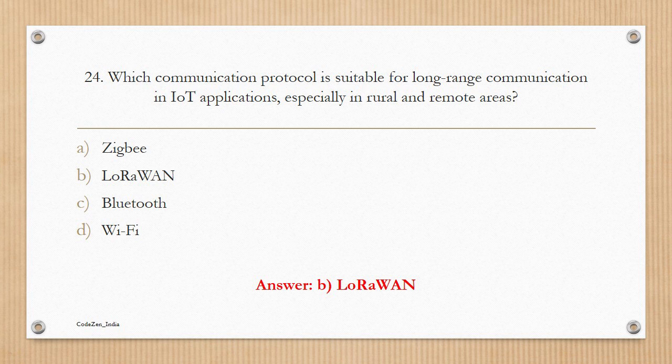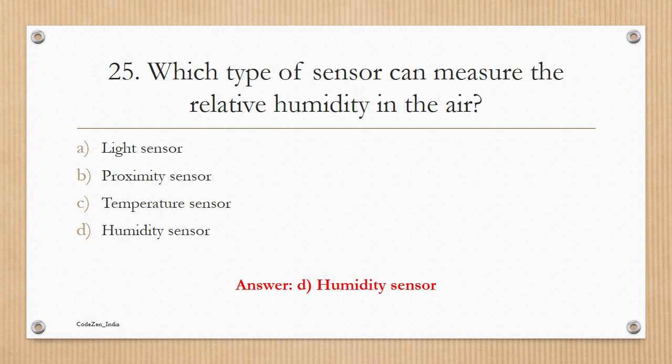24. Which communication protocol is suitable for long-range communication in IoT applications, especially in rural and remote areas? A. Zigbee. B. LoRaWAN. C. Bluetooth. D. Wi-Fi. Answer: B. LoRaWAN.